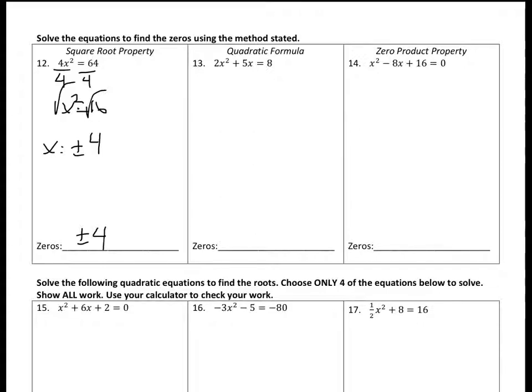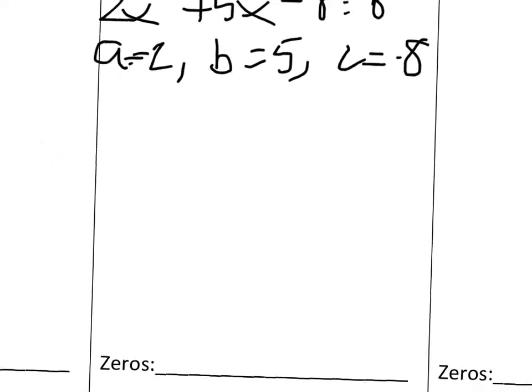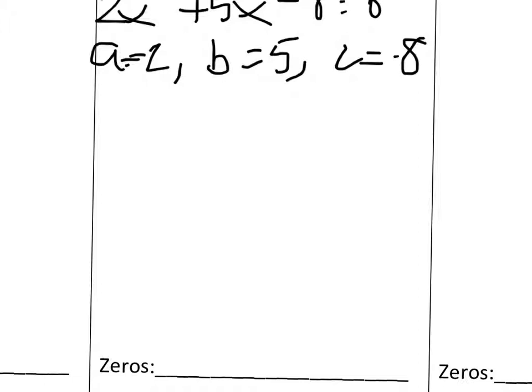Okay, quadratic formula, here we go. 2x squared plus 5x. Remember that we have to have it equal to 0 to use the quadratic formula. So I need to subtract 8 from both sides. Okay, so now I have my a, my b, and my c. So a equals 2, b equals 5, and c equals negative 8. So I'm going to zoom in a little bit, give myself some space. Here comes the quadratic formula.